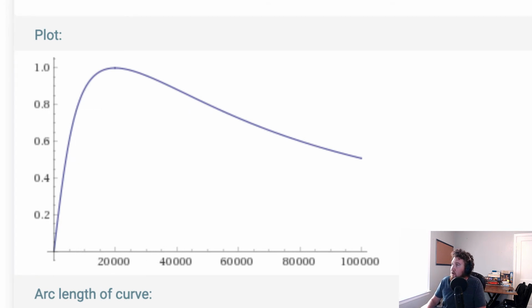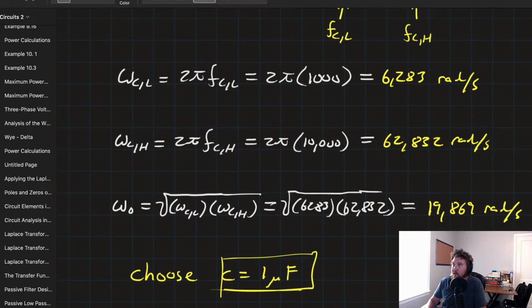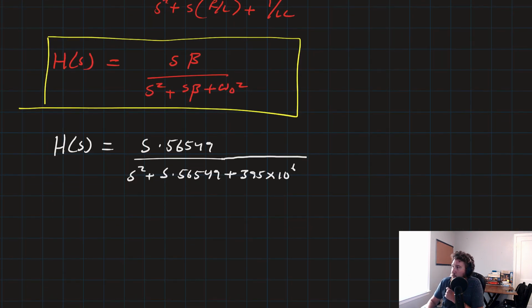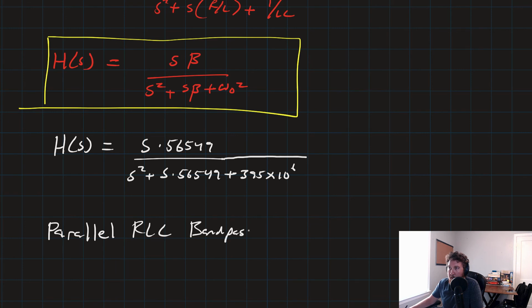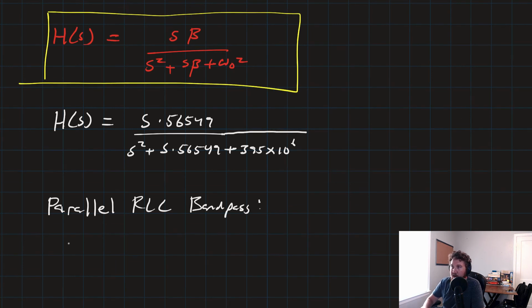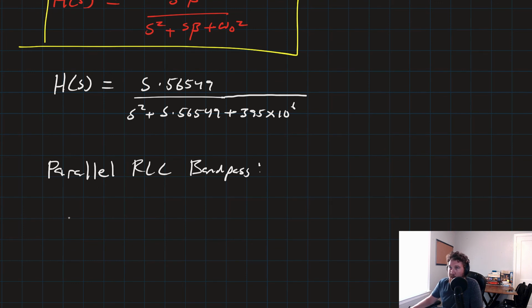The last thing I want to talk about before we move on to band reject, our last topic here, is that you can make a parallel RLC bandpass with very similar parameters. So I'm going to call this the parallel RLC bandpass.